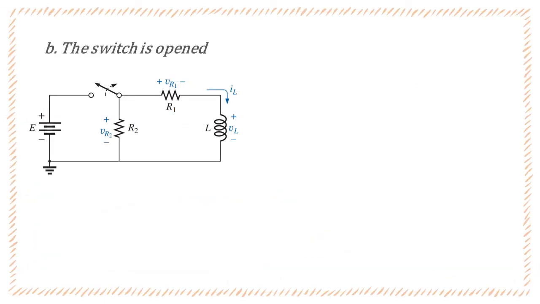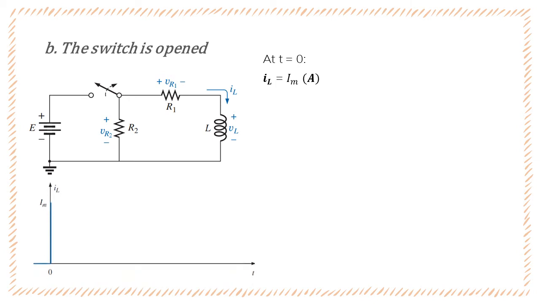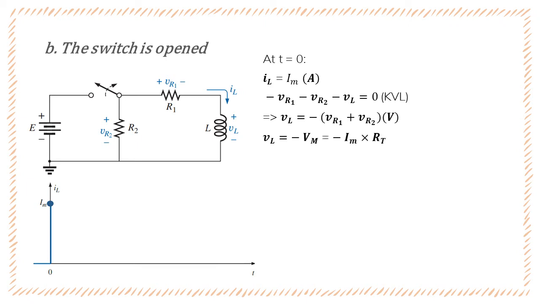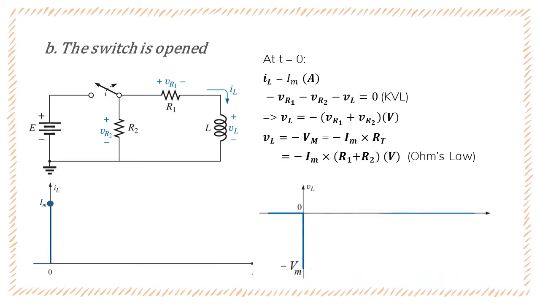Because the inductor is fully charged, at the instant the switch is opened, the current IL still maintains the same direction and magnitude, which is equal to Im. The voltage across the inductor reverses polarity and equals negative Vm, which is determined from Im and the total resistance by using Ohm's law. Note that the total resistance now is equal to the sum of R1 and R2.